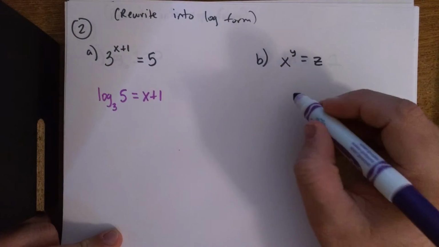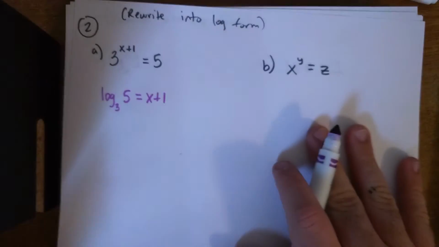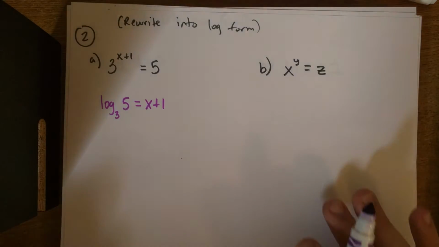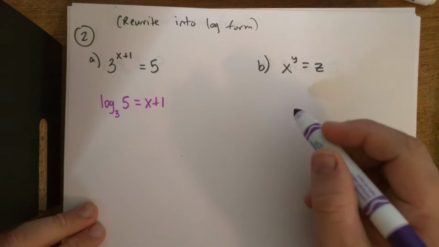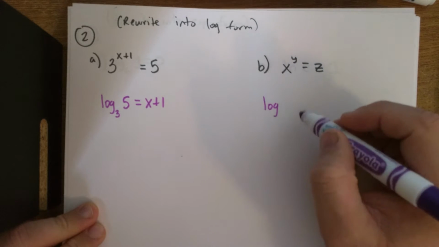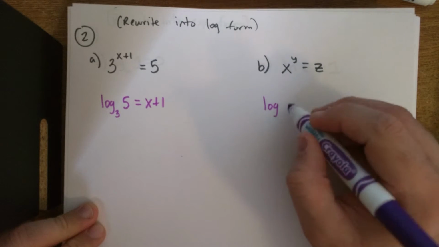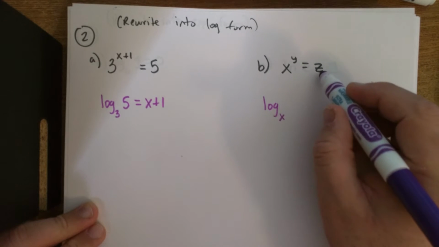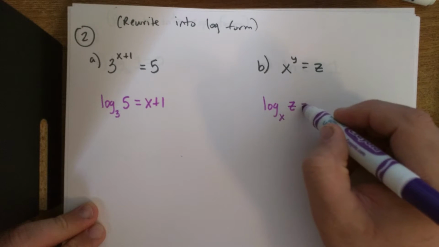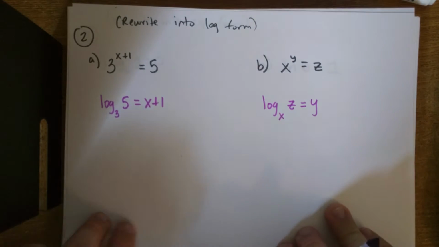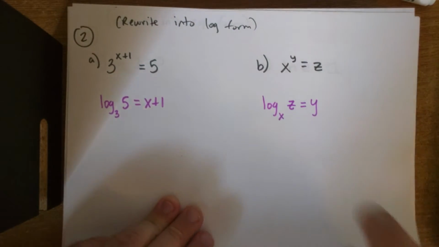Let's try it again. We're writing this into log form. So you're going into log form. Your base of the log is this x right here. The big number or letter that goes here is z, variable I should say. Then you set it equal to the exponent, which is y. Alright, so know how to do that. You should practice this.